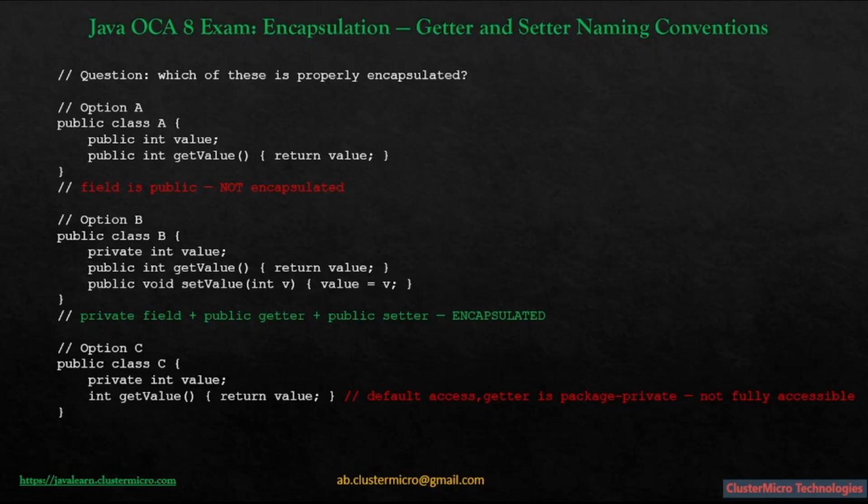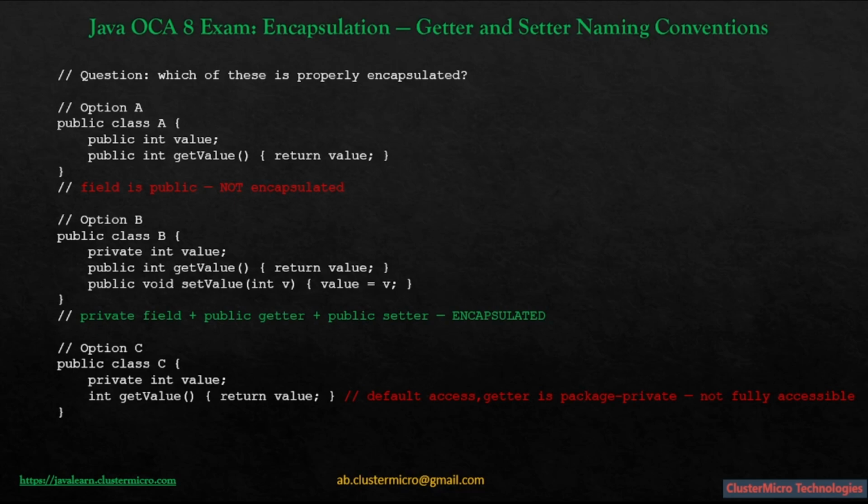And option C is public class C { private int value; int getValue() { return value; } }. This one looks close. The value is private, good, but getValue has no access modifier. That means default access, which is package private, so only classes in the same package can call getValue. From any other package, the getter is completely invisible.